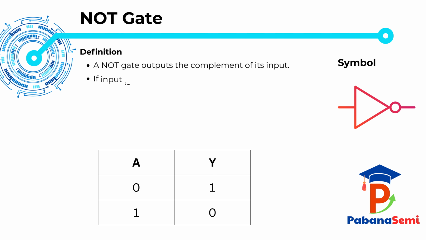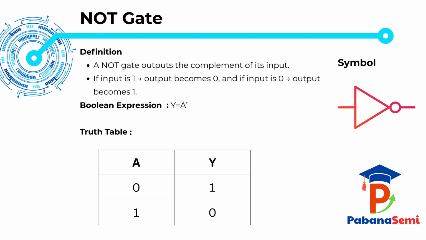Now let's begin with the very first fundamental logic gate, the NOT gate, also known as an inverter. A NOT gate, as you might expect, outputs the complement of its input. That means the output is, in every case, the exact opposite of whatever you apply at the input. So, if the input is 1, then the output becomes 0. And if the input is 0, then the output becomes 1.